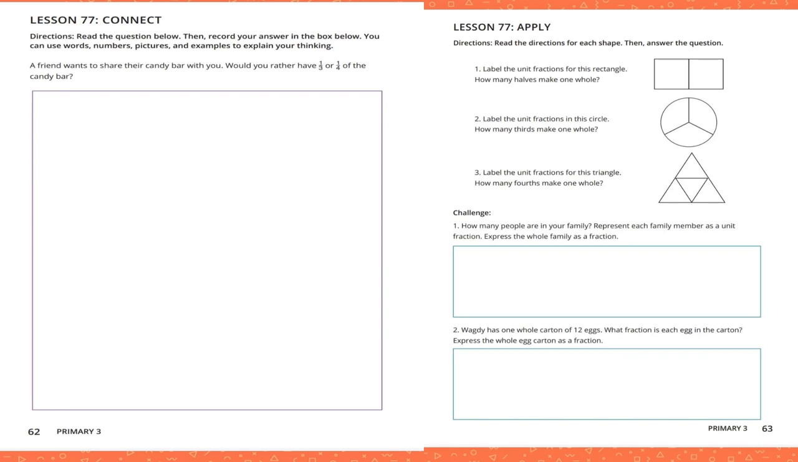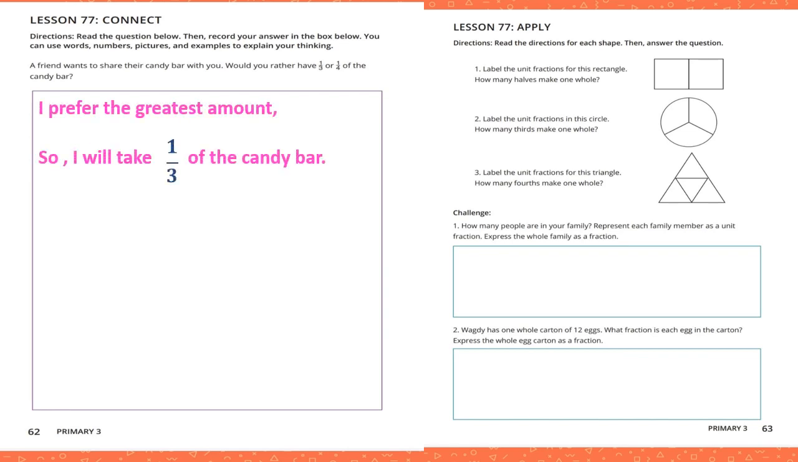We said before, when we have the same numerator, this is called a crazy fraction. So the big will be small and the small will be big. So we have here the same numerator, 1 and 1, but the denominator is 3 and in the second one is 4. So which is bigger? If I like the candy bar, I'd rather have the greatest amount, which is a third. I will take a third.